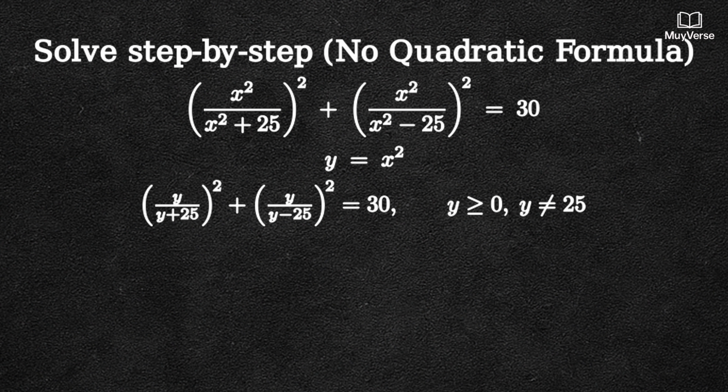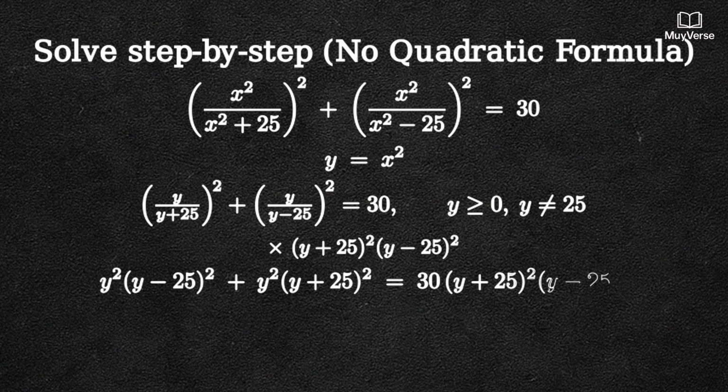Step 2. Clear denominators. Multiply both sides by (y plus 25) squared times (y minus 25) squared. The left side becomes y squared times (y minus 25) squared plus y squared times (y plus 25) squared. The right side becomes 30 times (y plus 25) squared times (y minus 25) squared.